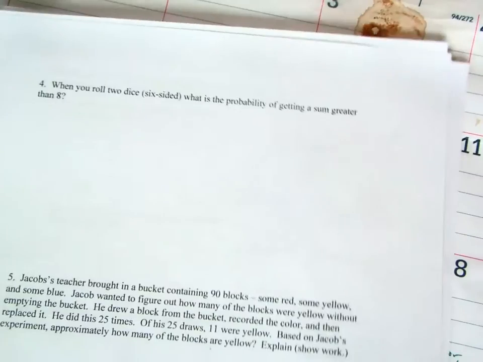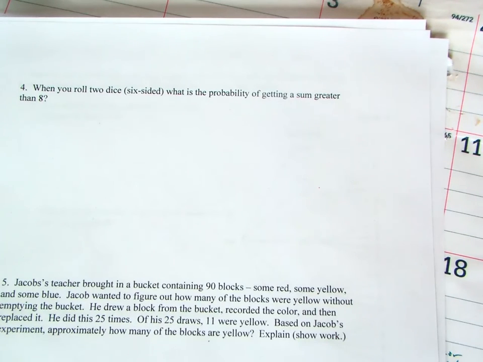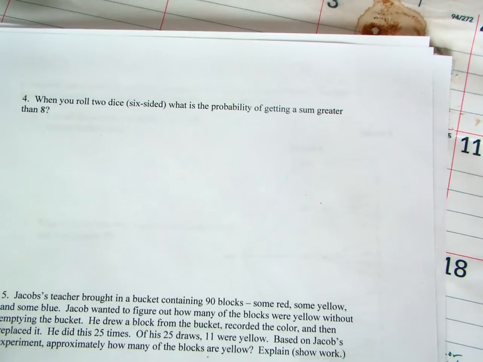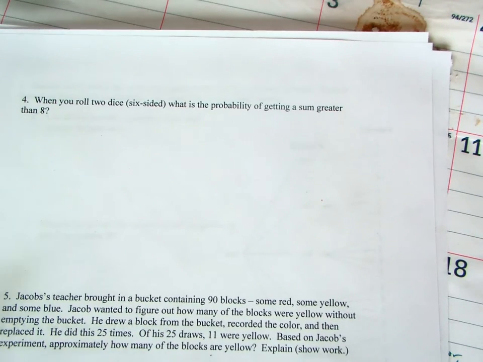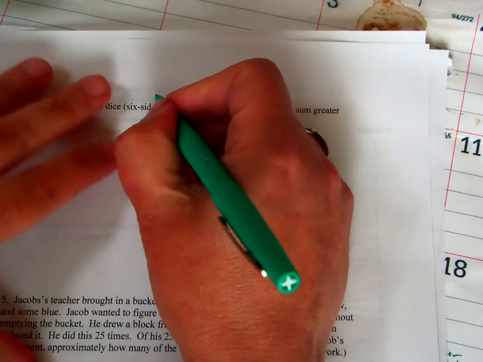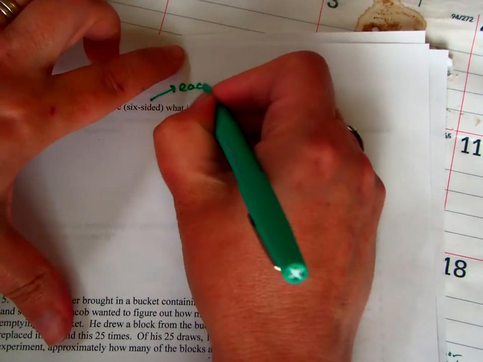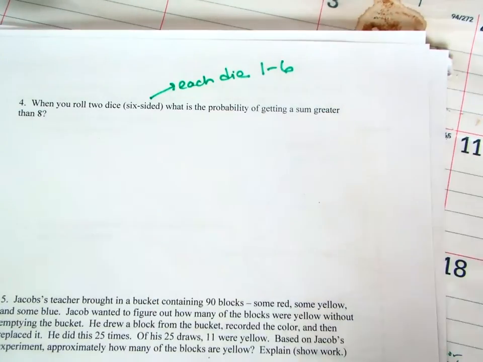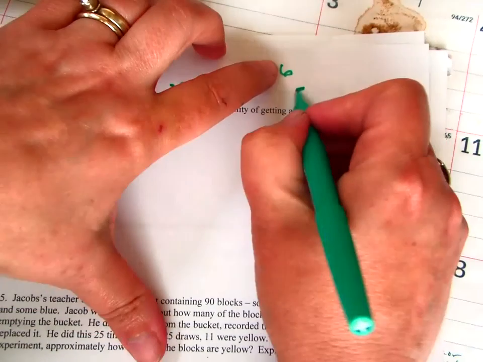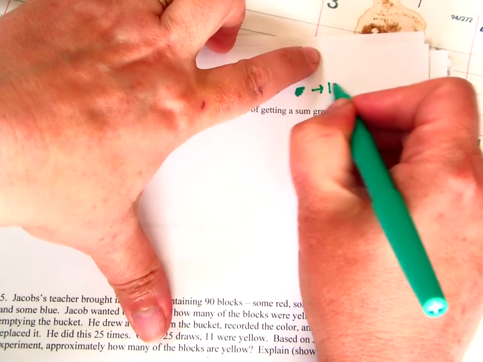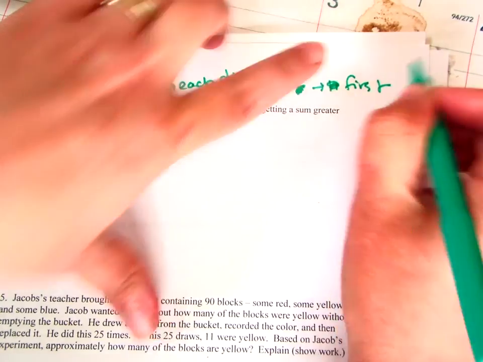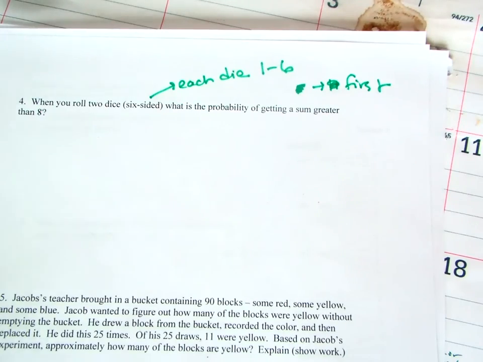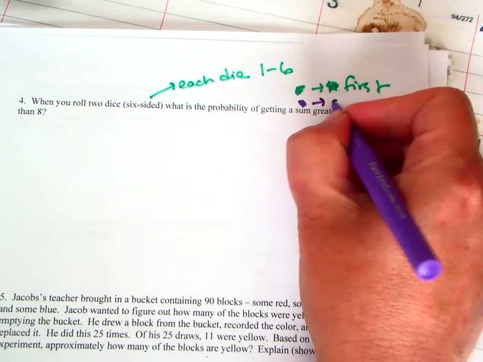Next question is about 6-sided dice. So always assume, by the way, that if I'm talking about 2 dice, so 6-sided number cubes, that I am talking about fair dice. Because if I'm talking about unfair dice, then you really can't figure out the answer. So remember, 6-sided dice means that each die has a number from 1 through 6 on it. All right, so I'm going to label them in different colors. So green will be my first die, and purple is going to be my second one.